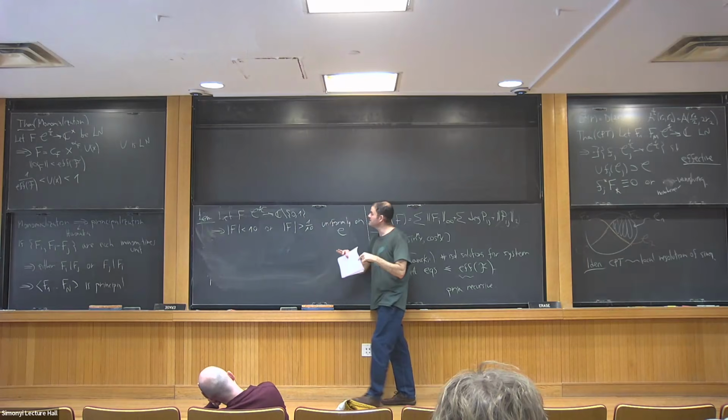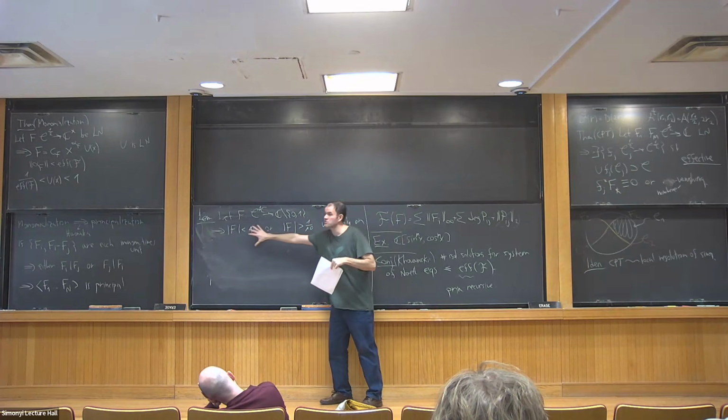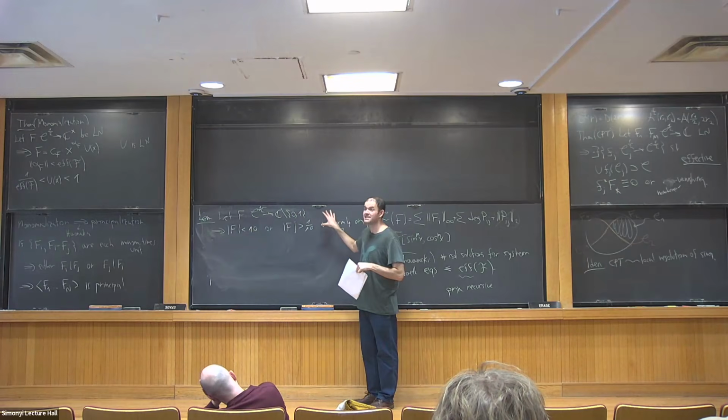So if you are defined and you don't take the value 0, 1 on the bigger cell, then on the smaller cell you are bounded automatically. Why do I say that this is the same statement?